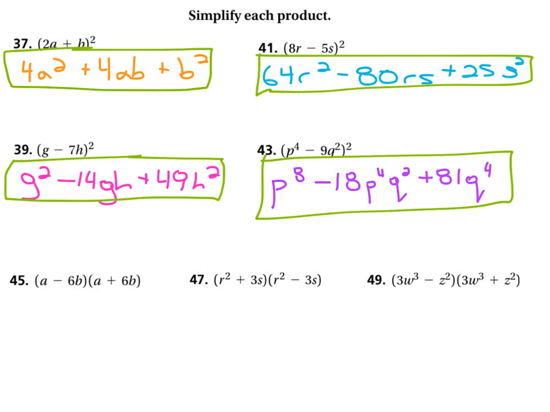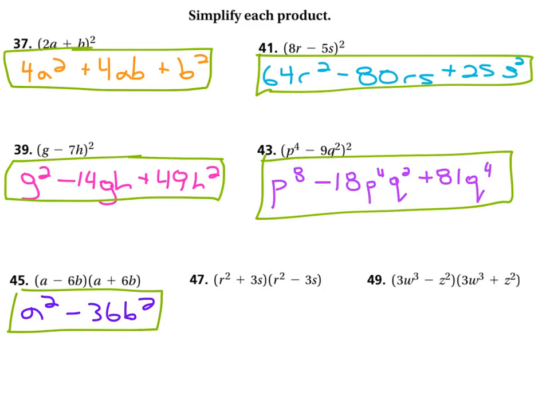A is the first term on both of them, a and a, so we square that to get a squared. Okay. The last term here is 6b, so we square that to 36b squared. And it's always subtraction in between them, so we got a squared minus 36b squared. Okay, and that's the answer, so I'm going to box it.